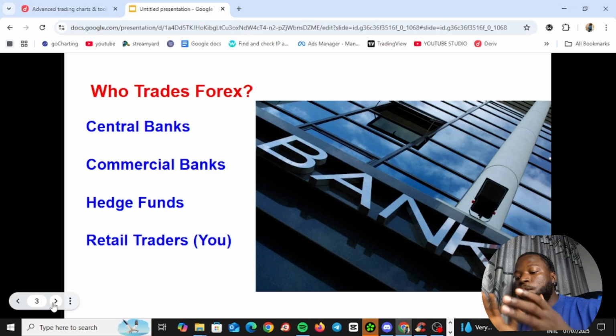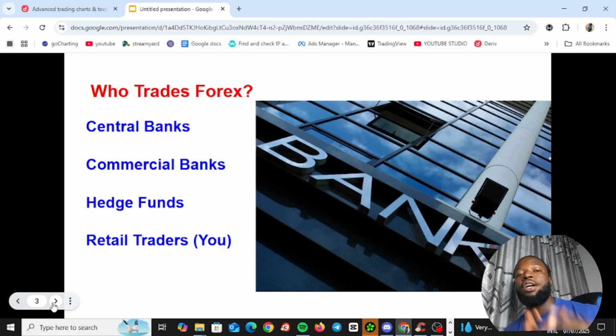Now the big question that a lot of people ask is, who trades forex? Who are the people that trade forex? How is money being made in forex? So the number one people that trade forex is the central bank, which is the major bank in every country, and we have the commercial banks, which come after the central bank, like the local banks you have, like we have GT Bank, First Bank, UBA Bank, and the rest of the banks in Nigeria and several other countries.